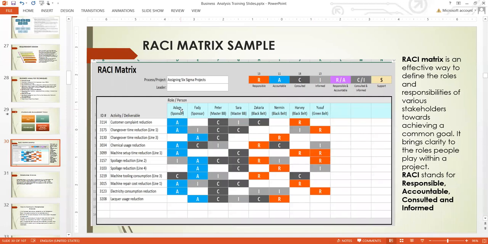Whenever you feel that Adam is responsible, Adam is accountable for this particular customer complaint reduction, you put A for Adam. Meaning maybe Adam is a project manager, or Adam is a sponsor, depending on your understanding of the role of everybody. You plan it this way. Most of the time, it is the duty of the project manager to do this RACI. And then every other team member can have access to the RACI.